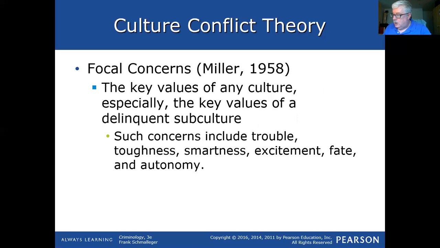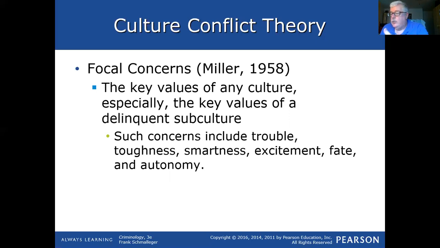Moving on, we had Walter Miller, with regard to subcultures, who suggested that certain subcultures might have what they call focal concerns. In other words, what are the key important values that these people in this culture might have. And Miller specifically studied so-called lower class people, or people in poverty, way back in 1958. And he found that some of the important concerns that these people had, or focal concerns, were the idea of trouble. And we're talking about staying out of trouble, getting into trouble, what have you.